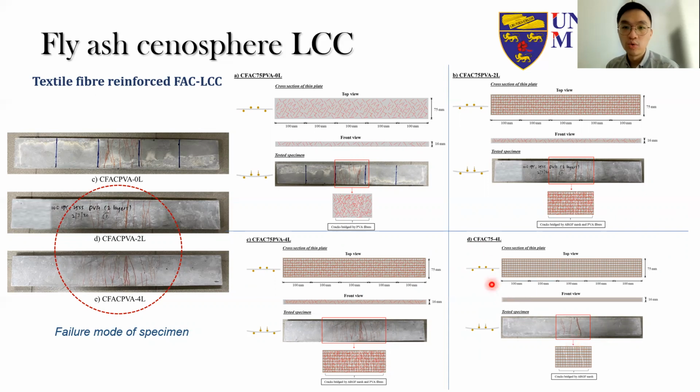So when we actually do so, we use 2 layers of mesh and we also use 4 layers of mesh, what we can see is that the number of crack lines increases and extends to a wider region. So there are combined effects that help to improve the overall flexural performance and ductility of this fly ash cenosphere LCC. And this is much more obvious when we put in 4 layers of mesh together with the PVA fibers, where you can see that there are multiple crack lines.